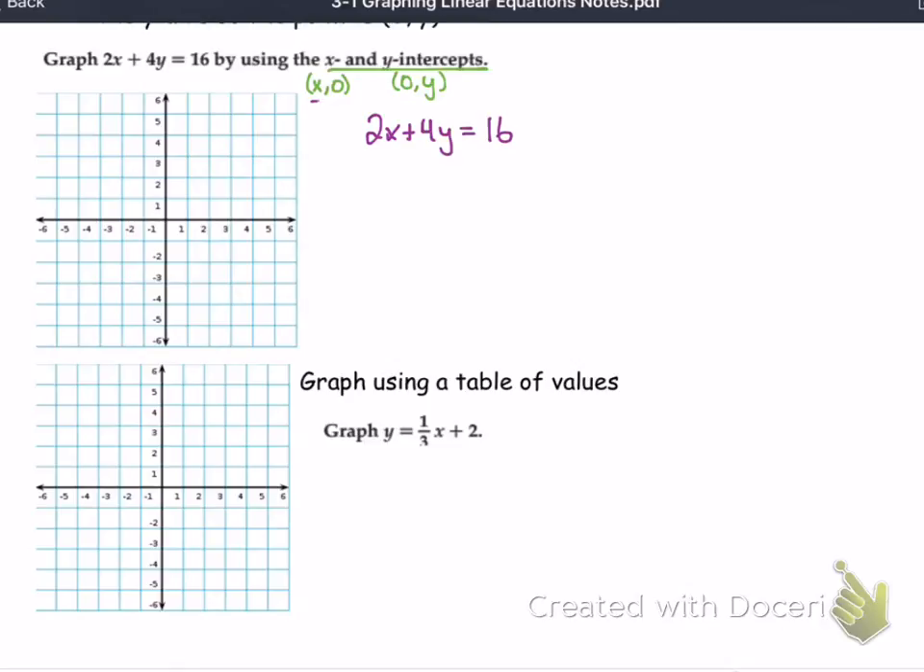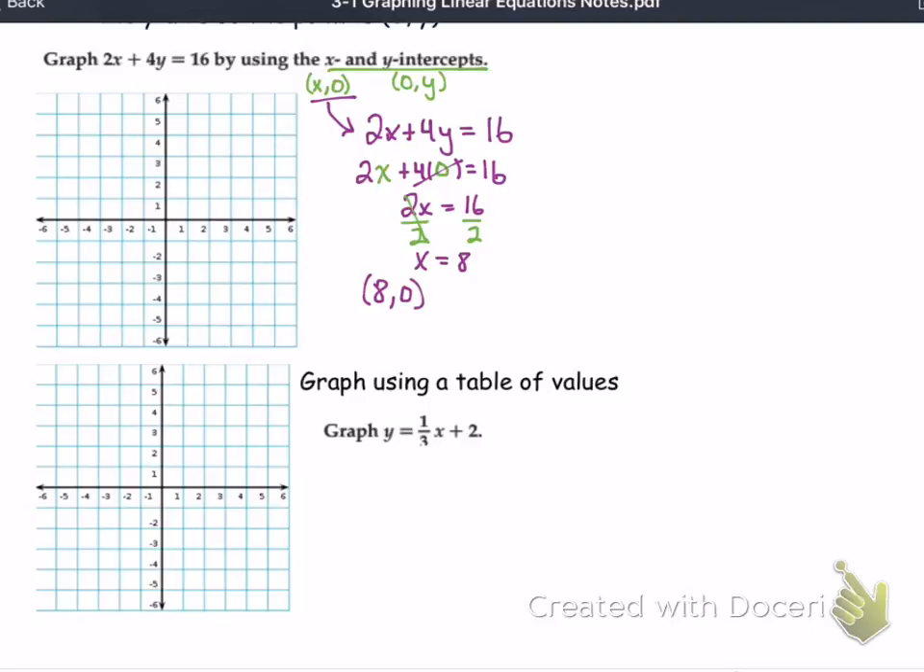If I want to find my x-intercept, I'm going to plug in x for x, and then I'm going to plug in 0 for the y, because x, 0 will give me the x-intercept. Now, 4 times 0 just gives me 0, so I'm just going to get rid of that. And so I get 2x is equal to 16, and then just divide both sides by 2, and I get x is equal to 8. So my x-intercept is 8, 0.